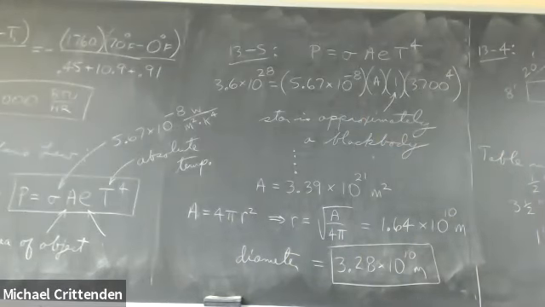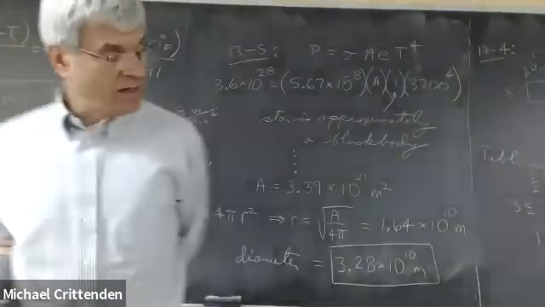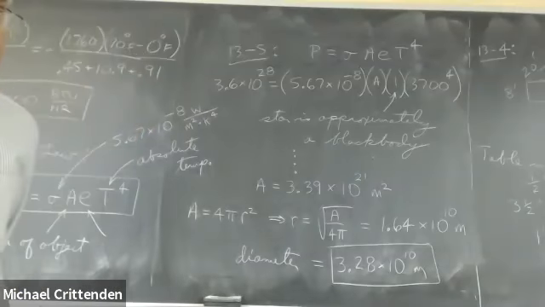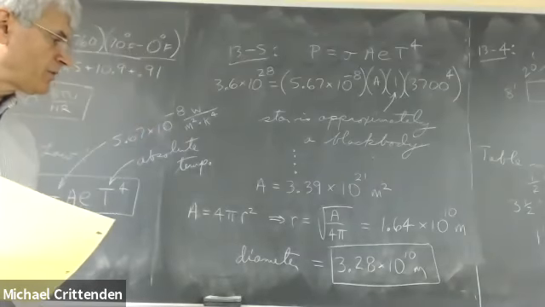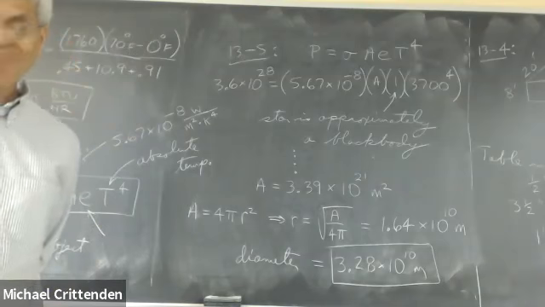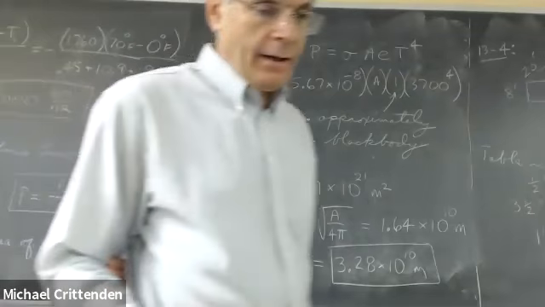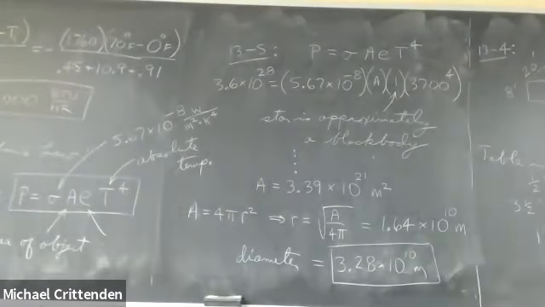3.28 times 10 to the 10 meters, which, if anybody's interested, is about 24 times the diameter of our sun. That's a pretty big star, although they do come significantly bigger once in a while. Okay. End of section 13.